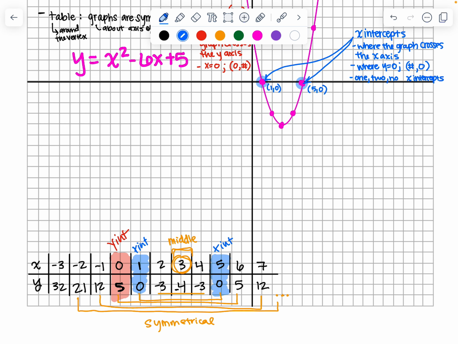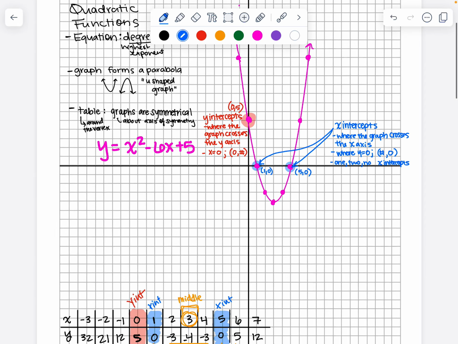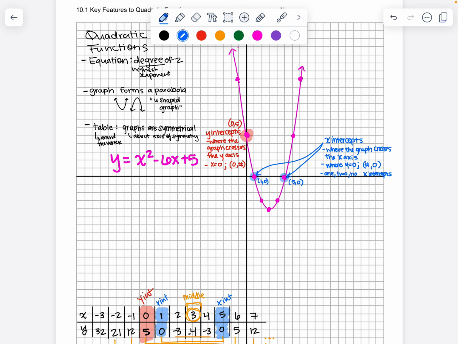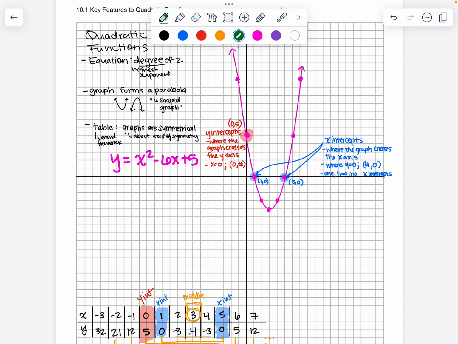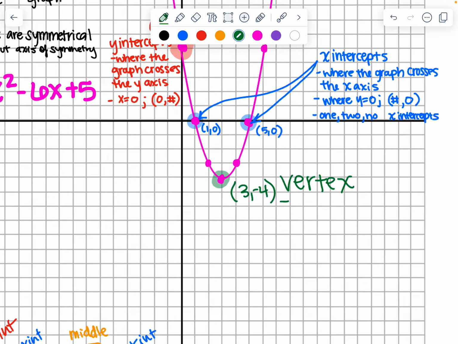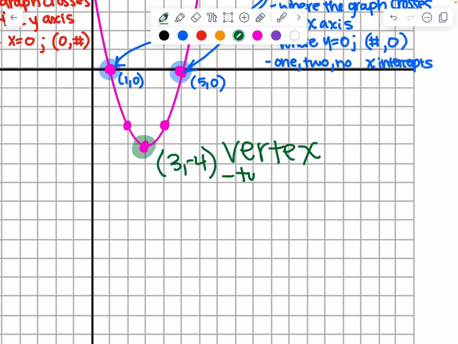All right, the next key feature we want to talk about is new for quadratics. It is not an element that exists in exponential or linear, but we want to look at this point right here. It's the lowest point of our graph, and this point we call the vertex. The vertex is simply either the lowest or highest point. It can be referred to as a maximum or a minimum. But the big idea here is your vertex is your turning point. A vertex is where the graph turns around.